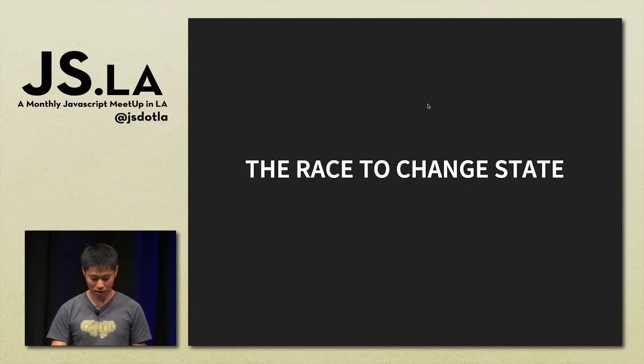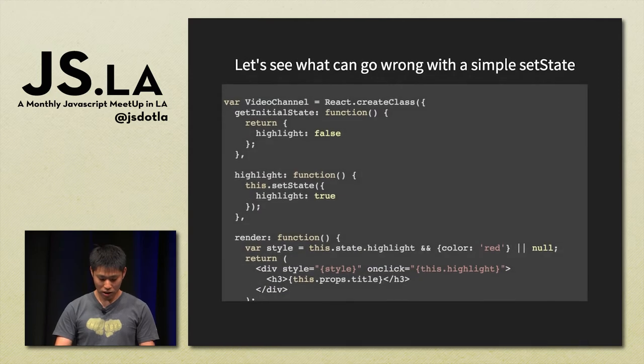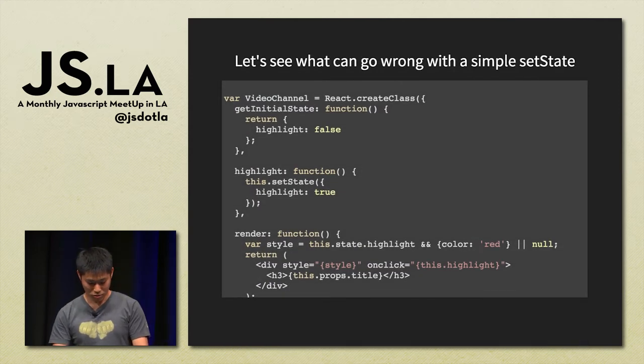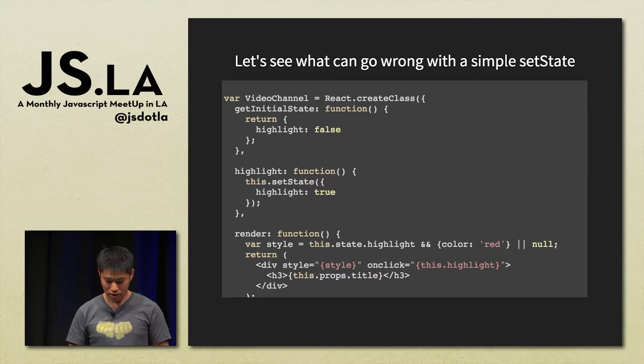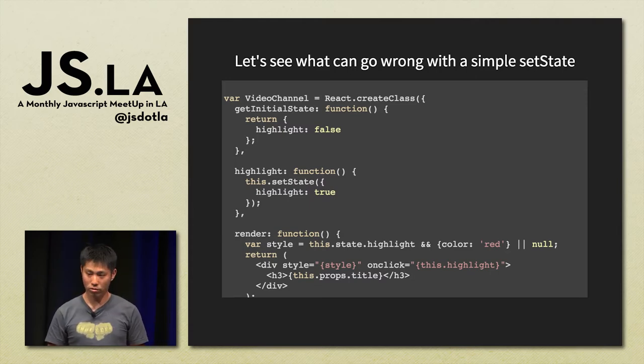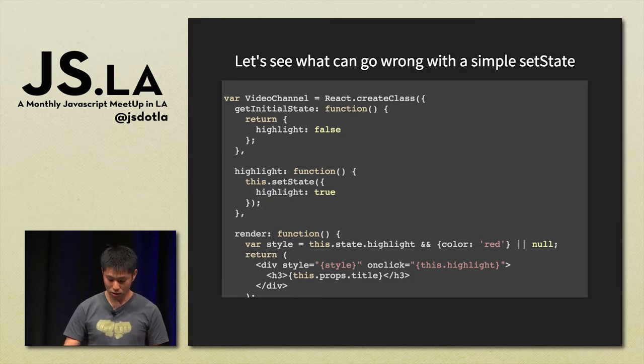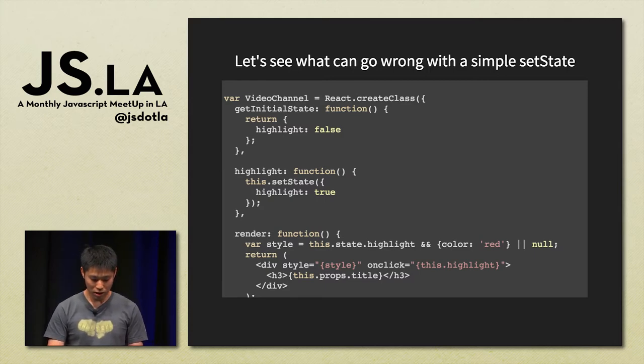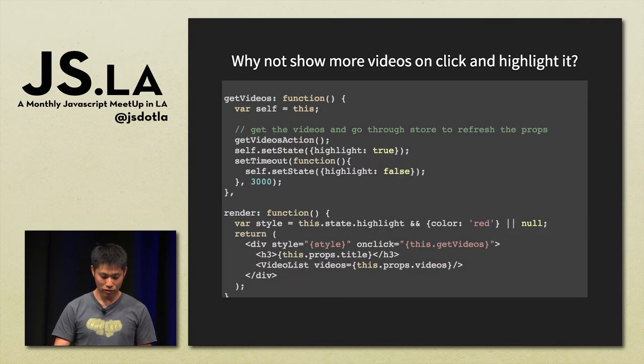So the next thing I want to talk about is some race conditions I've been seeing when I'm writing React. Let's see what could go wrong here. It's a really simple component. Here I render a channel, and if the user clicks on it, I will add some highlight style. Seems pretty simple.